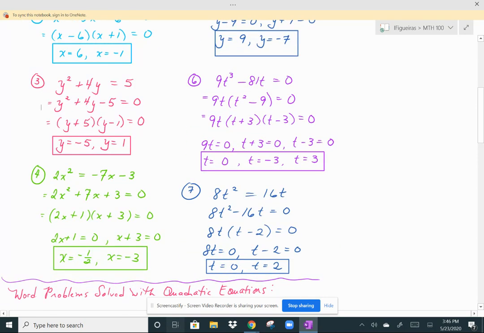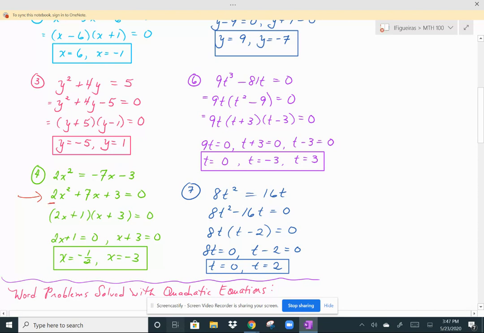So here's number 4. Number 4 says 2x squared equals negative 7x minus 3. Again, this is not in standard form. I like to keep my first term, or the x squared term, positive. So I'm going to add 7x and add 3 over to the left side, which is what you see right here. And now my equation is in standard form. So this is a trinomial with a leading coefficient of 2.